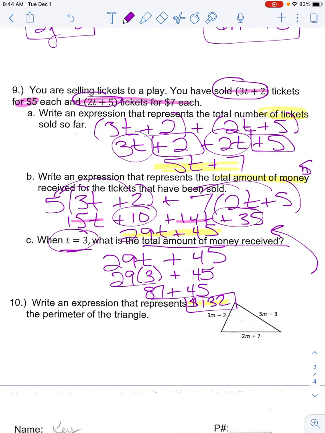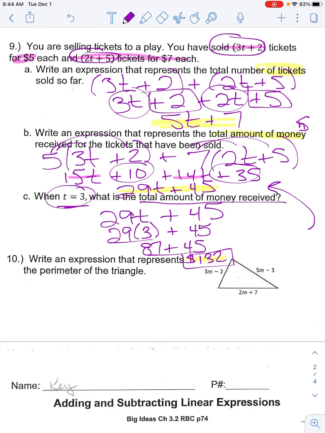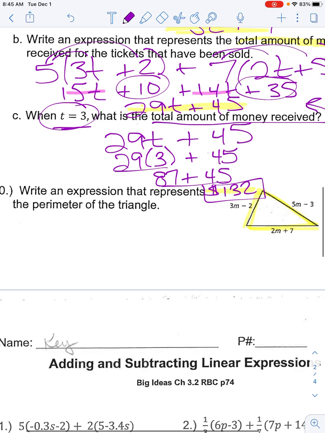Okay, be sure to go back and review number 9, rewatch if that doesn't make sense. Last one. Write an expression that represents the perimeter of the triangle. How do you find perimeter? You add up all the sides. So we're going to write an expression.